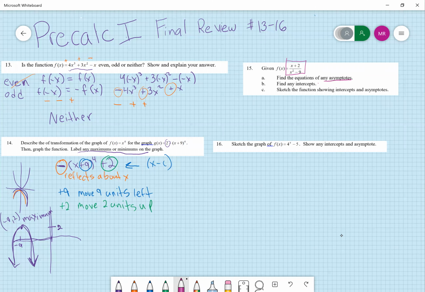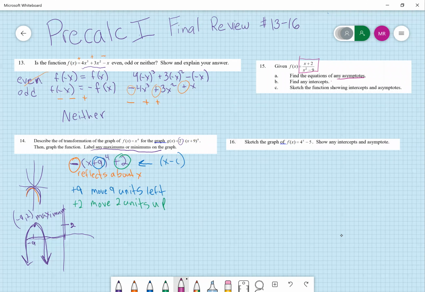Up top, we have x plus 2, but in the bottom, we can factor, that's a perfect square, so x plus 2 stays the same. And this is x plus 3, x minus 3. Anytime we have a perfect square, we have x squared minus a squared. That results in x plus a times x minus a. And that's a pattern that can really help us.